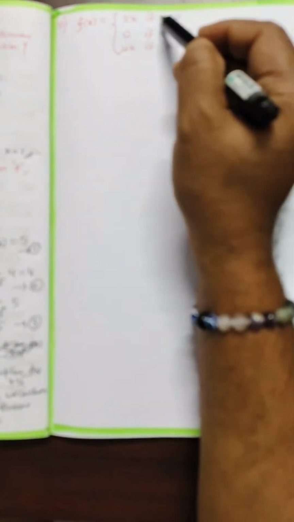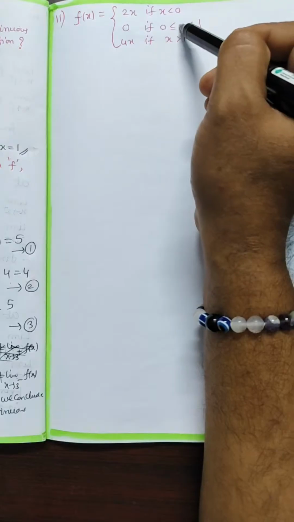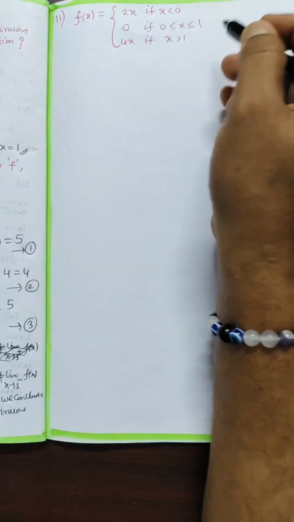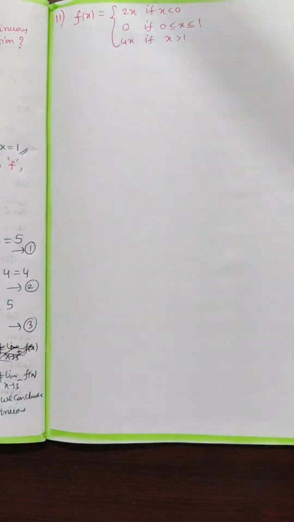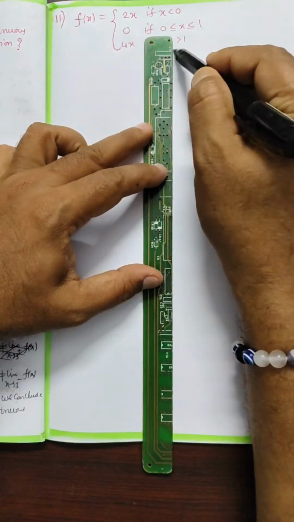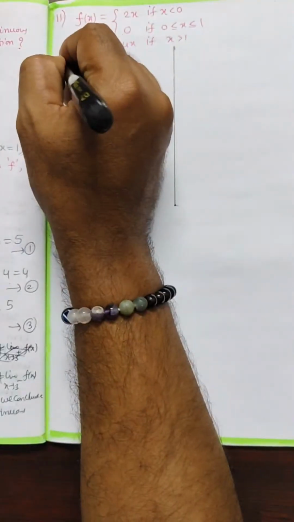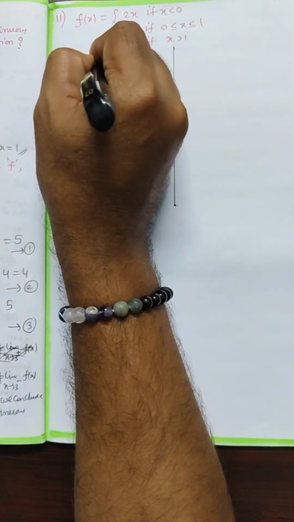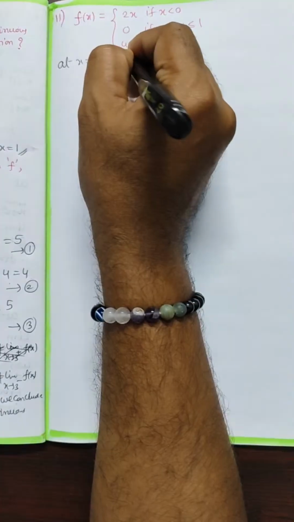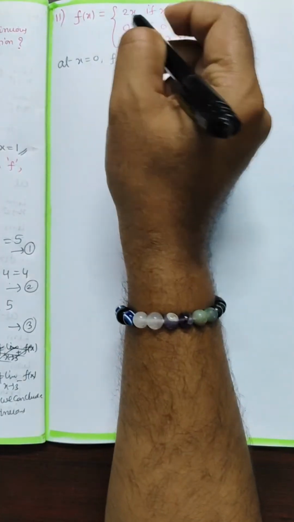Okay, dear students. They did not mention where the function is defined, we can verify the continuity. See, clearly x is less than 0, 0 is less than or equal to x means x is greater than or equal to 0. Here also, two cases we will consider like this. At x is equal to 0, f of 0 is equal to 0.